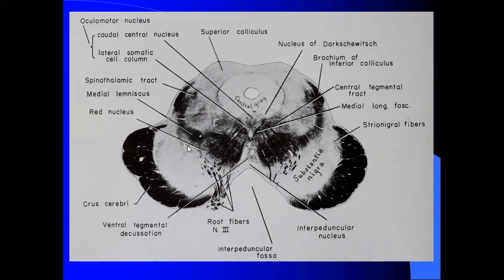Here's the medial lemniscus. Here's the red nucleus. You can make it out over here. Good, there's a red nucleus and a lot of fibers from the cerebellar pathways. Here's the substantia nigra, all right, the pars compacta and pars reticulata. Here's the crus cerebri. Here's the ventral tegmental decussation. I can talk about that. I want you to look at this. These are the root fibers of 3. We have a patient right now who has a partial third as part of a Benedict syndrome.